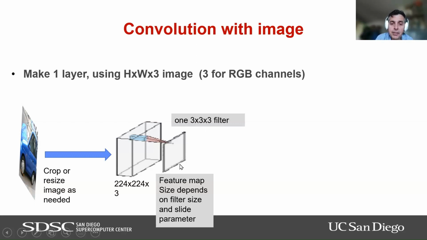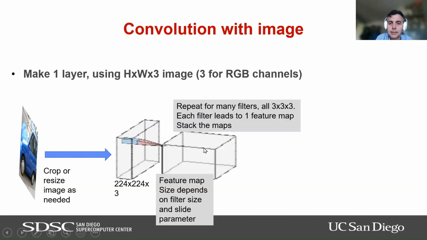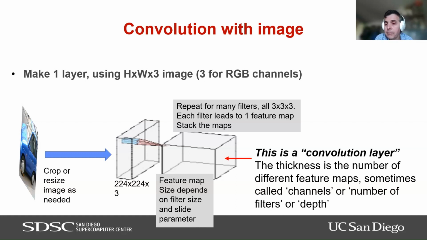So my feature map output is going to depend on the filter size and the slide parameter. So I'm usually dropping off some of the pixels on the edges. Sometimes people do padding, and so you don't have to make a smaller map, but typically we're downsizing as we go along. And we repeat this for many filters. And each filter is a 3x3x3, and at the end you stack all the output feature maps, and so you end up with a convolution layer.